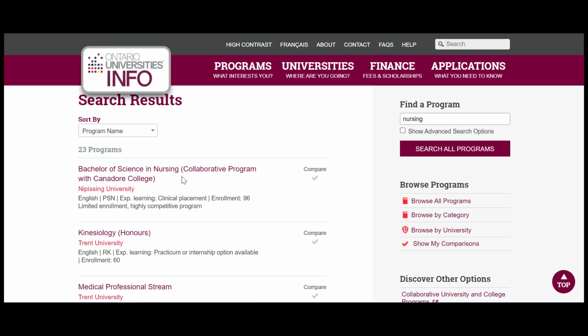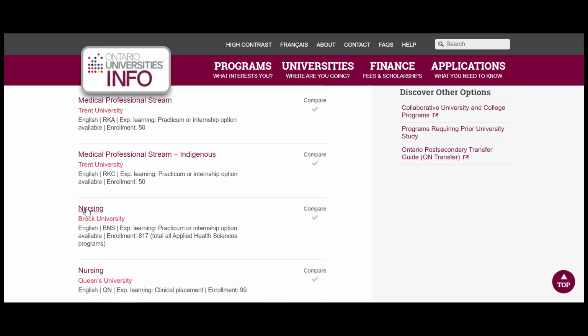So you're working collaboratively, university and college. And in this case, you might be two years at the college and then two years at the university, or that could be in reverse. And in some cases, it's much more blended. It just depends on the proximity of the college to the university and so on and so forth. So let's take a look here at Brock Nursing.